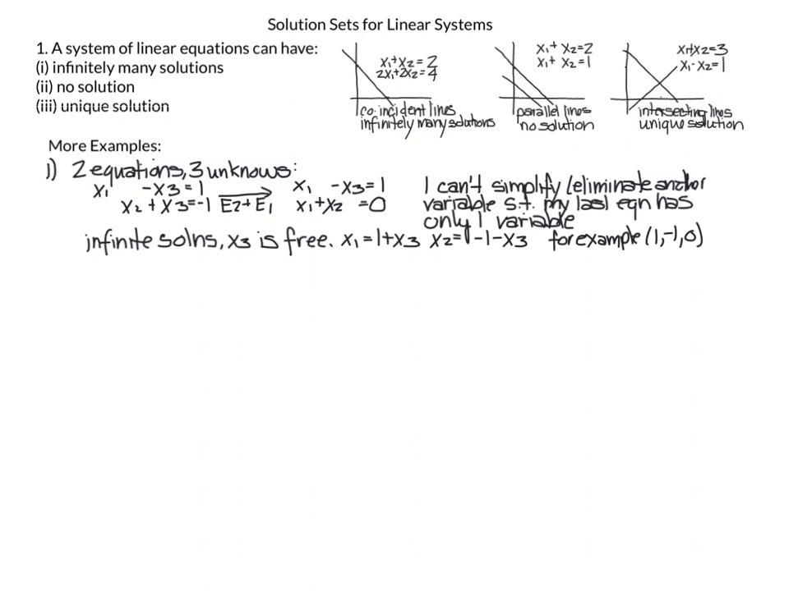So for example, if I set x3, my free variable, equal to 0, and if I need an example solution, I almost always set my free variable equal to 0, because why not? It'll give me easy numbers to work with. That will mean my x1 will be equal to 1, and my x2 will be equal to minus 1.